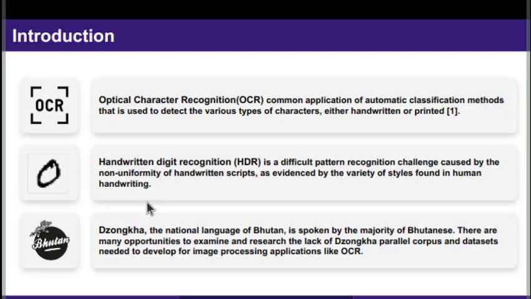So I would like to introduce optical character recognition, a common application that automatically classifies images, which can be used to detect various types of characters, either handwritten or printed. If the characters are handwritten, we may face difficulty due to the non-uniformity of the handwritten script, as evidenced by the variety of styles found in human handwriting. And finally, Dzongkha, the national language of Bhutan, is spoken by the majority of Bhutanese, over 500,000 people. So there are many opportunities to examine the research, and there is a lack of Dzongkha parallel corpus and datasets needed to develop image processing applications like OCR.